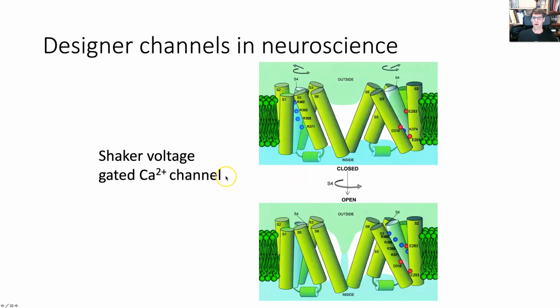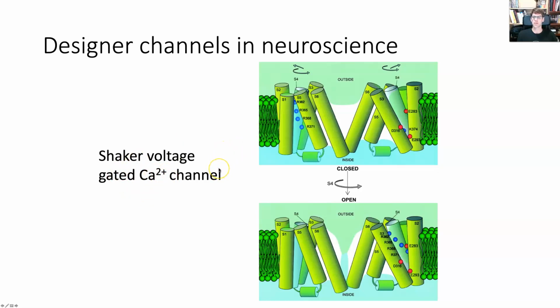Another example: in neuroscience, there are a lot of times we want to be able to decide when a neuron's on or off. There have been a lot of ways that we figured out how to do this. The oldest way I can think of are these shaker voltage channels that were found in flies, I think in the 70s. And what they found here is that this is a calcium channel, a big positive ion.